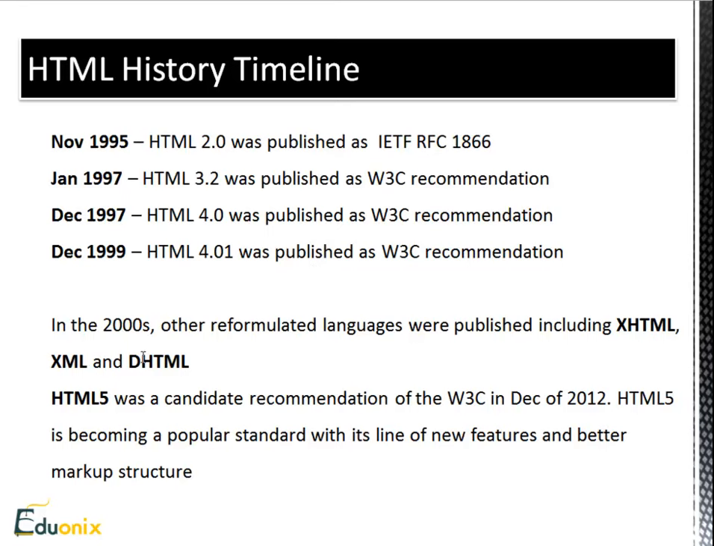And in the 2000s, we had some other markup languages released, like XHTML, which is basically a more strict version of HTML. XML, which is different in that it's made to work with data and not so much browser presentation. And then we also have DHTML, which I don't have too much experience with, but it's something like XHTML, just different standards. HTML5 was a candidate recommendation of the W3C in December of 2012, so this is very recent.